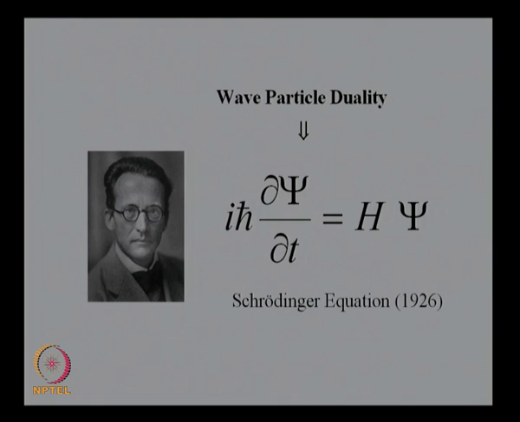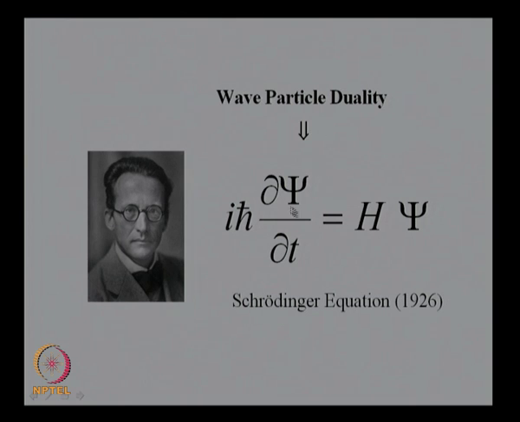So, let me tell you right in the beginning, if you ask me the question that what is an electron, what is a proton, is it a particle or a wave? Some people would answer that it is both. That answer is not quite correct. The correct answer is that it is neither. So, the electron or the proton is neither a wave nor a particle. It is described by a wave function psi, which is a solution of this equation.